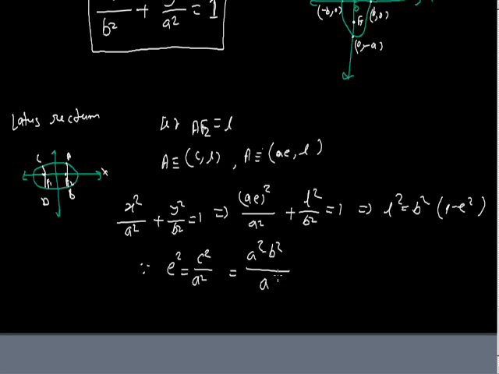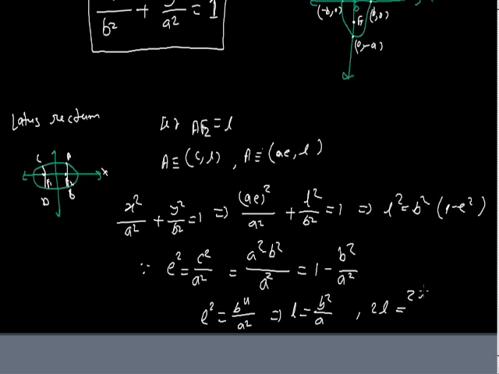So here we can put the value of c square upon a square, which is equal to 1 minus b square upon a square. So here we can say L square is equal to b to the power 4 upon a square, and further we can write L is equal to b square upon a. So now the length of the latus rectum is 2L, so it will become 2b square upon a. So it is the length of the latus rectum.